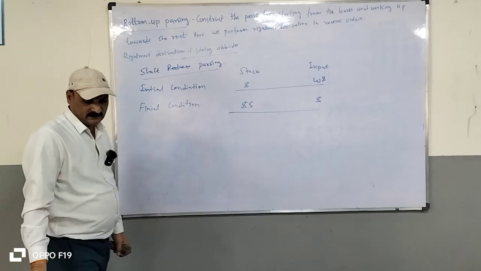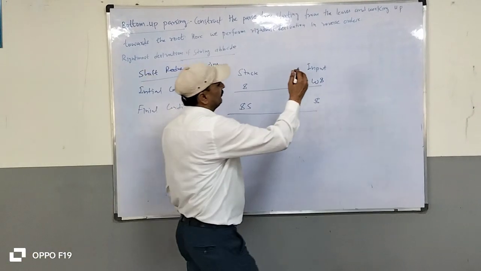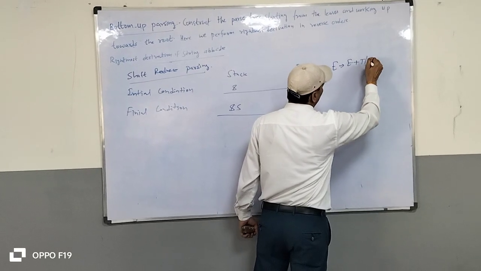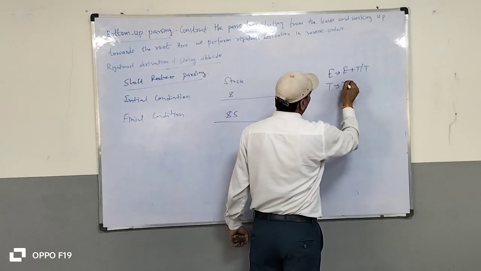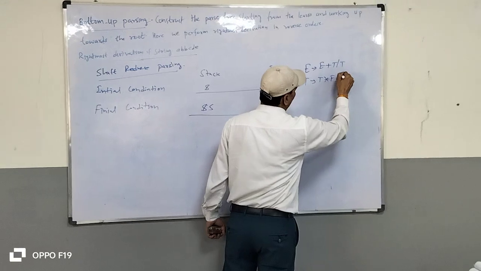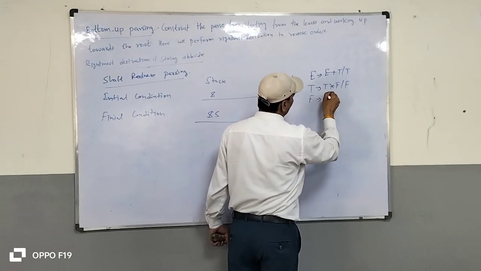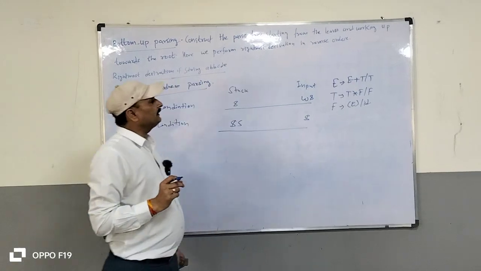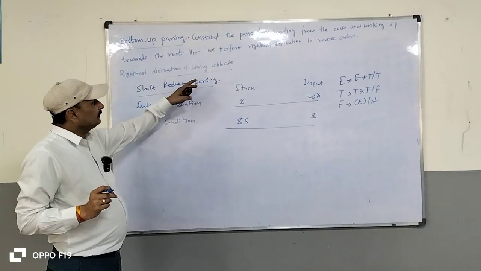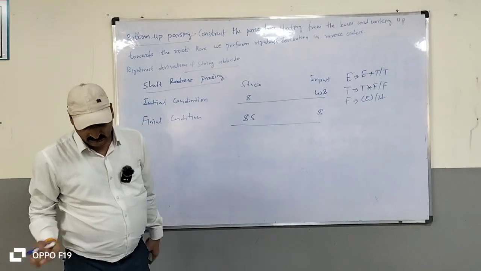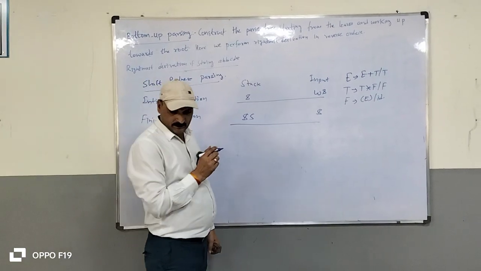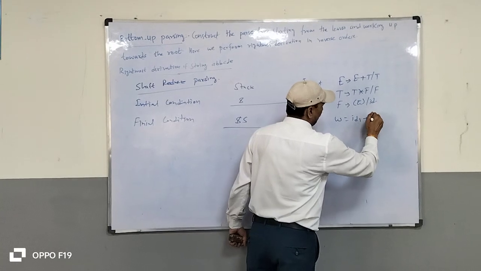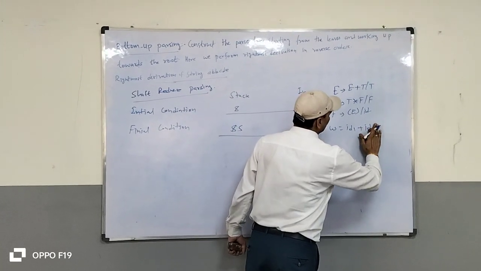So here I will take one example. Suppose there is a grammar: E derives E plus T or T, T derives T into F or F, and F derives in brackets E or id. Now we are going to apply these productions to a string, w equal to id1 plus id2 into id3. This is the string.